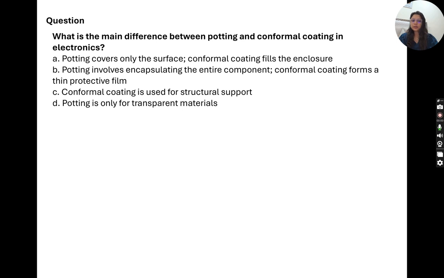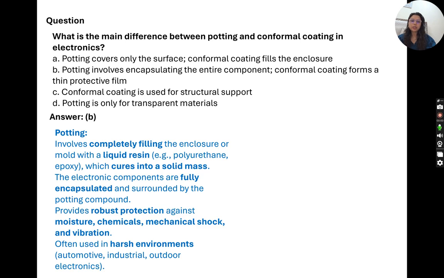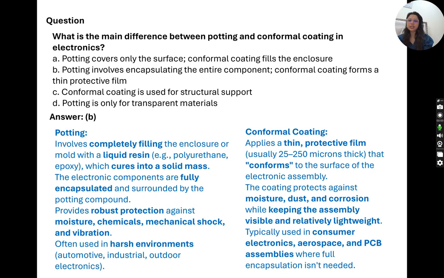Okay, then look at the answers. It says it's B, which says post coating involves encapsulating the entire component, and conformal coating forms a thin protective film. If you look at the definitions of both, potting involves completely filling the enclosure with a liquid resin, for example polyurethane or epoxy, which cures into a solid mass. The electronic components are fully encapsulated and surrounded by this.